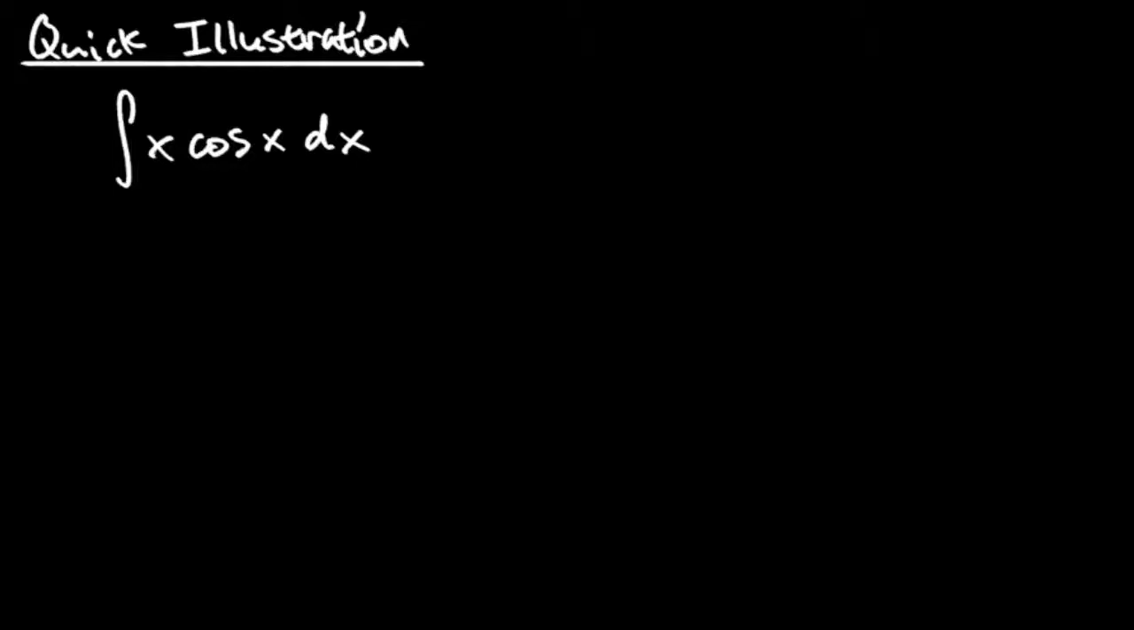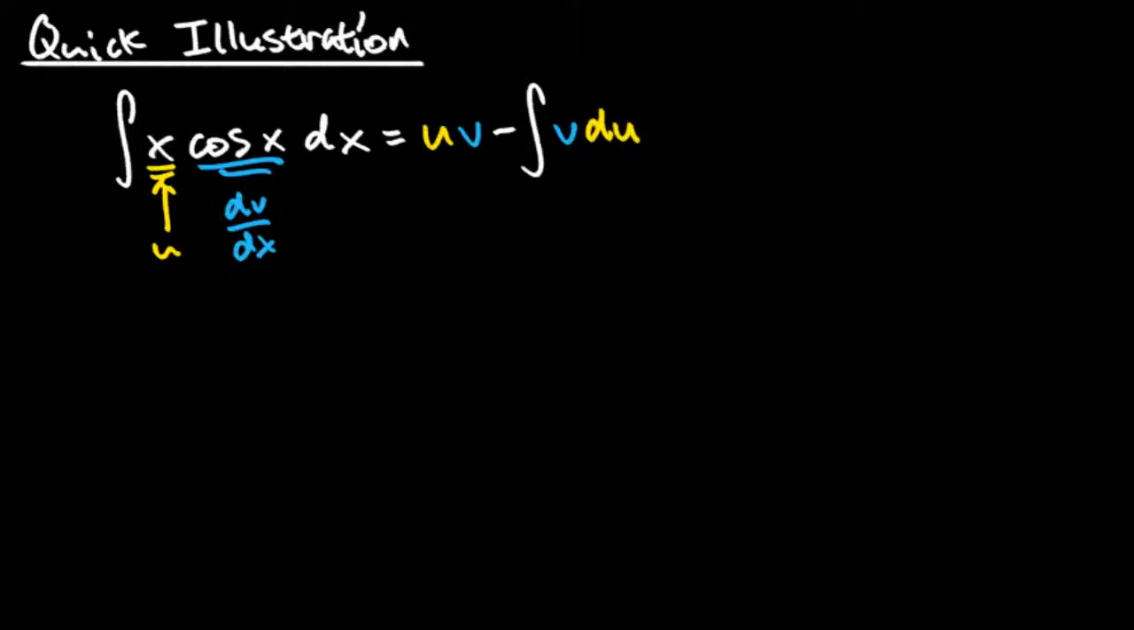So let's consider this u, and consider this dv/dx. Make that be some sort of derivative. Then what we end up with is this equals u times v minus the integral of v du. Okay, so how are we going to work with that?